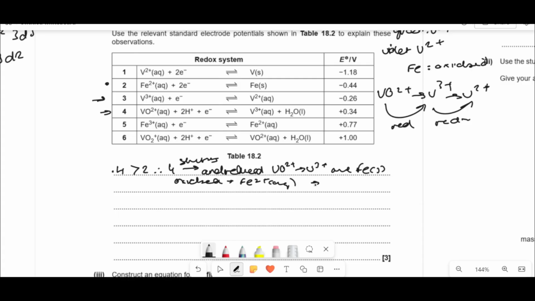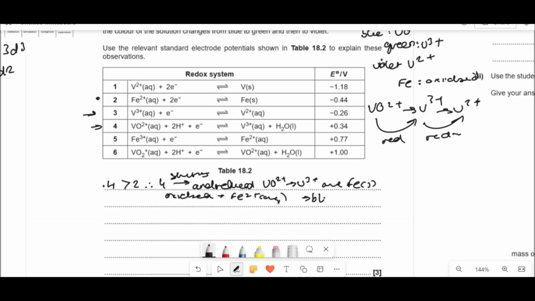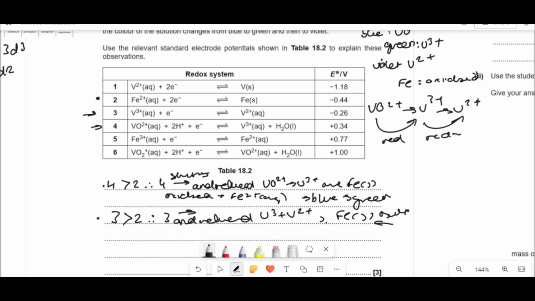So that gives you whatever color they start with, blue to green. But then it says in the question it's gone from green to violet. So if we're going from green to violet, it's V3+ to V2+, which is here. So that means this has to have been reduced. So that's more positive than this. So 3 is greater than 2 in its E cell value. Therefore 3 shifts to the right and is reduced, which gives you V3+ to V2+. And then the Fe solid is oxidized and shifts to the left and so forth. So that's what gives you that green to violet.